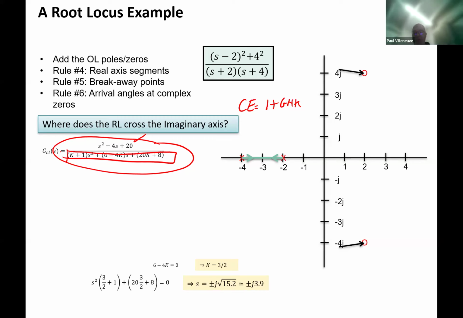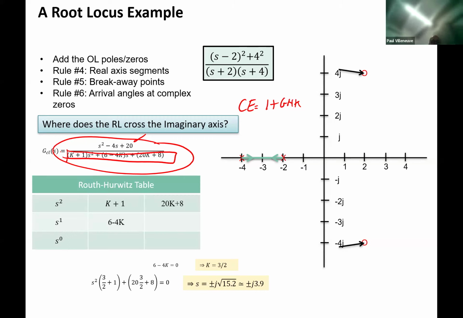So now we have to do Routh-Hurwitz. So here's our Routh-Hurwitz table. We have an S squared term. That's our highest order row. That becomes K plus 1. Then we skip and we go 20K plus 8. Then the nice thing is, because it's only S squared, we don't actually have to calculate 6 minus 4K, right? That just is the term that we put in there. All right, so now how do we solve for the value of K? Well, this has to be a row of zeros. So 6 minus 4K has to be equal to 0. So what does K equal?